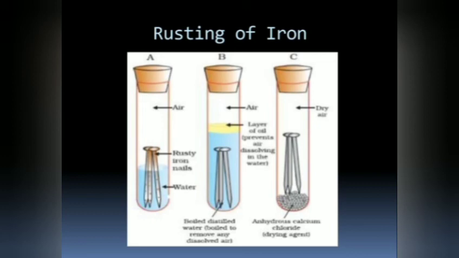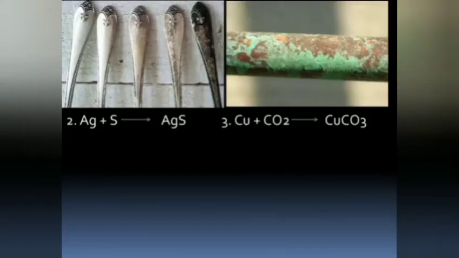This corrosion can also be seen in other metals like silver and copper. This is a silver metal. Ag plus S gives rise to Ag2S, silver sulfide, which is a black colored thing. Here you can see, when we buy a silver article, it will be very shiny, right? After a few days gradually it changes its color. So here you can see the black colored one. This is nothing but silver sulfide, which is black colored.